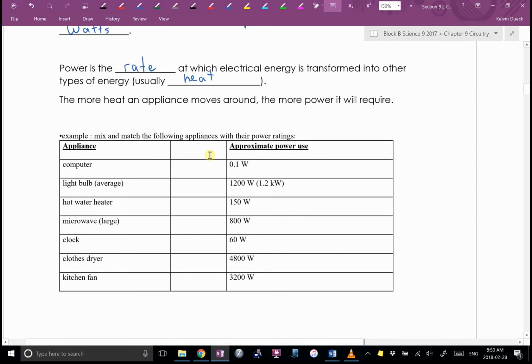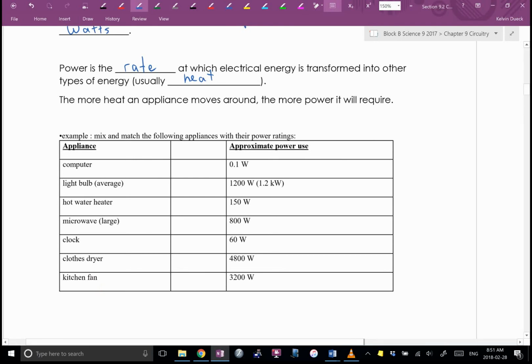I'm not going to test you on this next bit. This is purely to help you understand how wattage works. I've given you a bunch of appliances here, and then I've scrambled a bunch of appliance wattage uses here. I'm going to give you some hints. The more heat an appliance has to move around, the higher its wattage. Looking at these appliances, which of these do you think moves the most heat around?